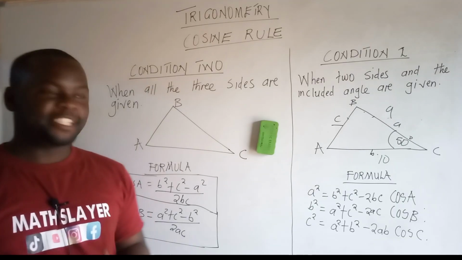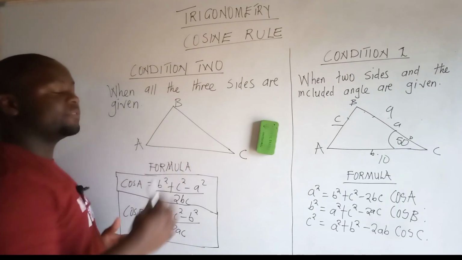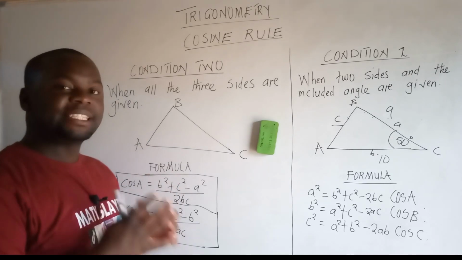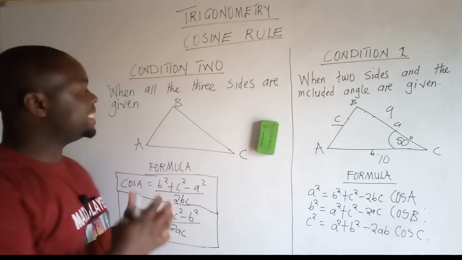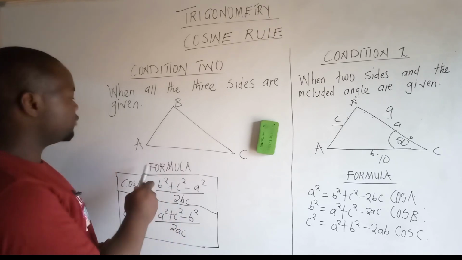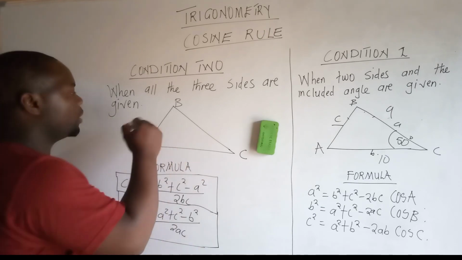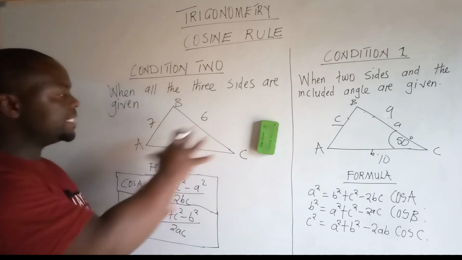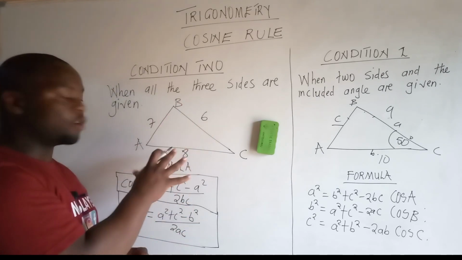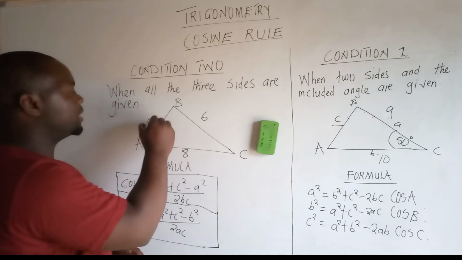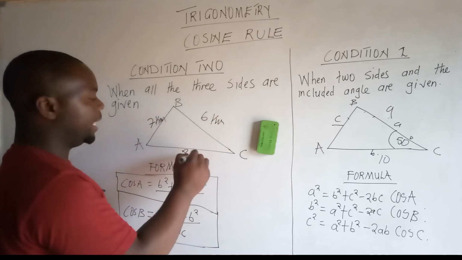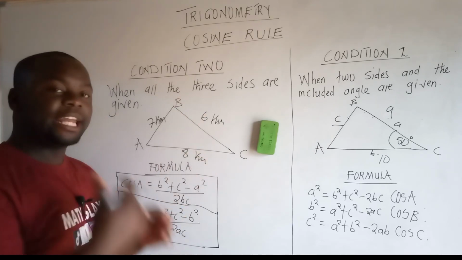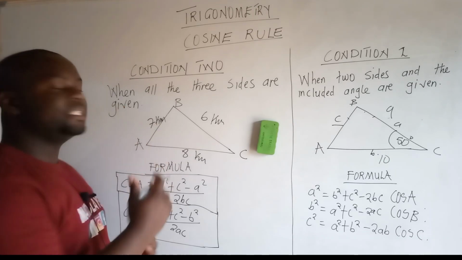Now let's dive into the second condition, which says when all three sides are given, then we need to know that it's a cosine rule. For example, we have triangle ABC, and we have been given this to be 7, this 6 and this 8. So in this triangle, we have AB which is 7 kilometers, 6 kilometers, 8 kilometers. In this triangle, all three sides have been given. Then we need to appreciate that this is a cosine rule.